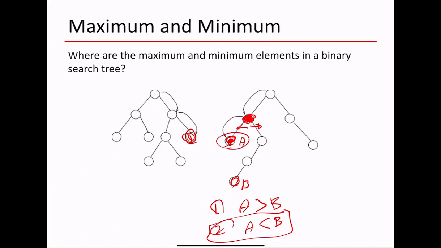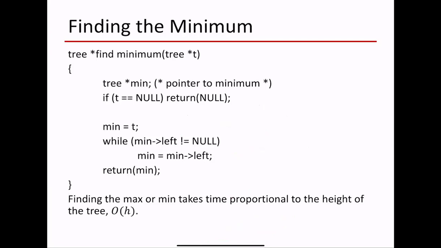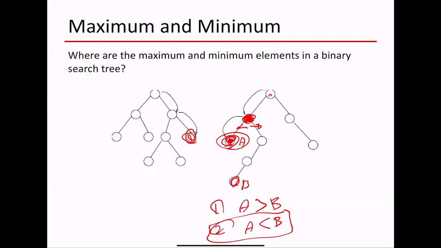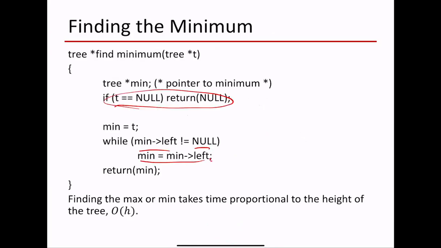So finding the minimum: you keep going to the left until you find the null. Then you return the null. So keep going to left, keep going to left. There is no going to the right in finding the minimum. It's not necessary. So finding the max or min takes time proportional to the height of the tree, of course.